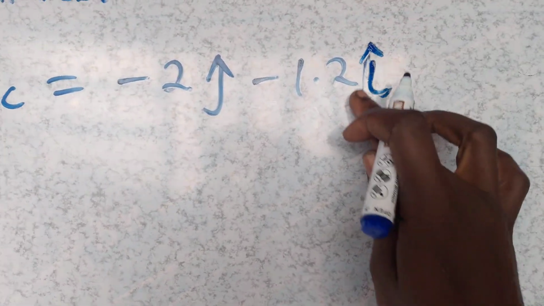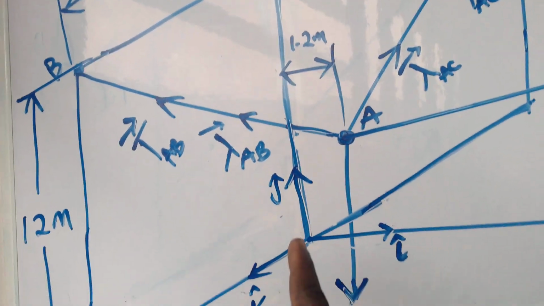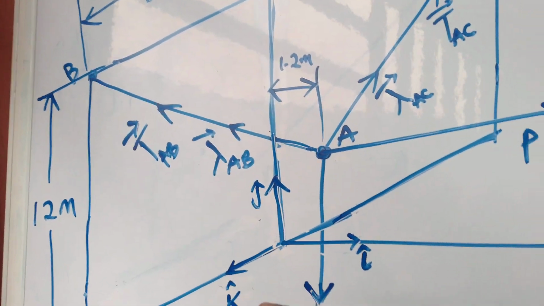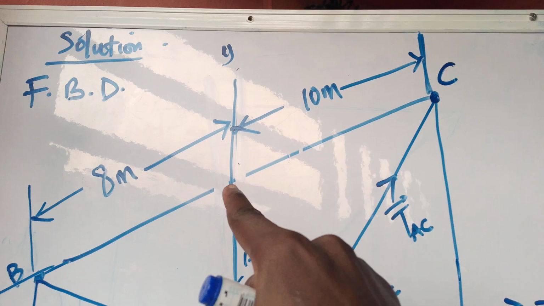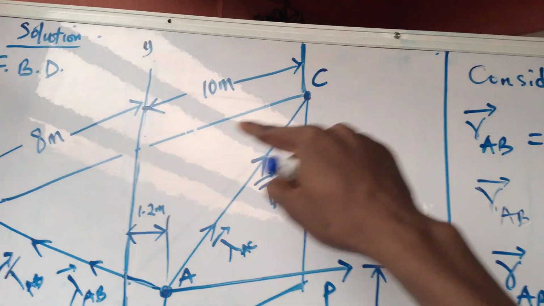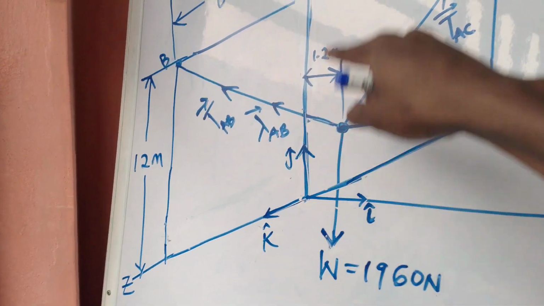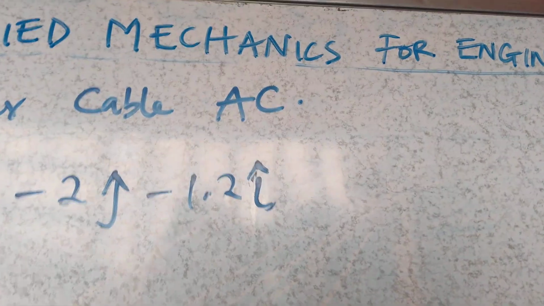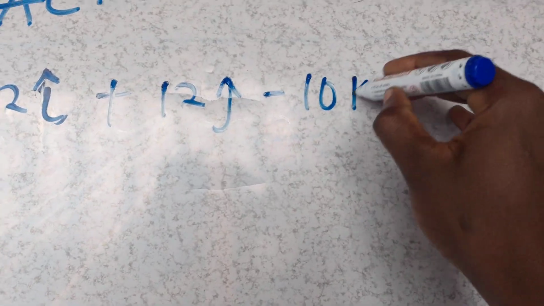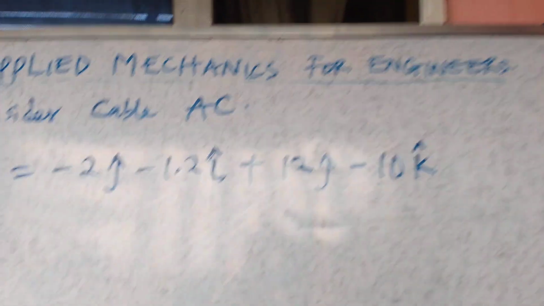Minus 1.2i. Then I go upwards with respect to this 12, that is plus 12g, and then finally I go with respect to k. It's going opposite k, so if I go like this, it will be minus 10k. So that is it: plus 12g minus 10k.